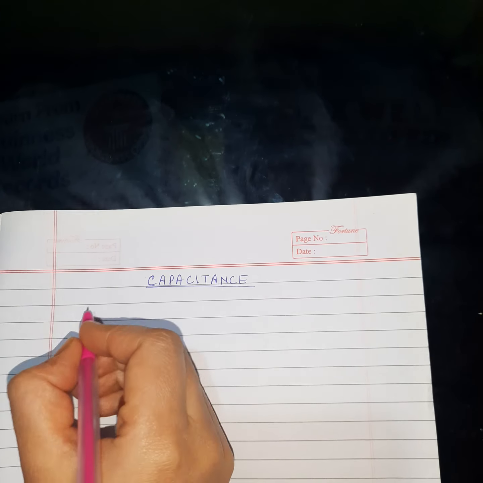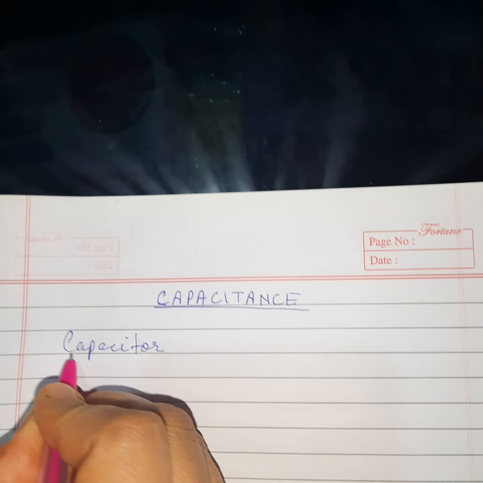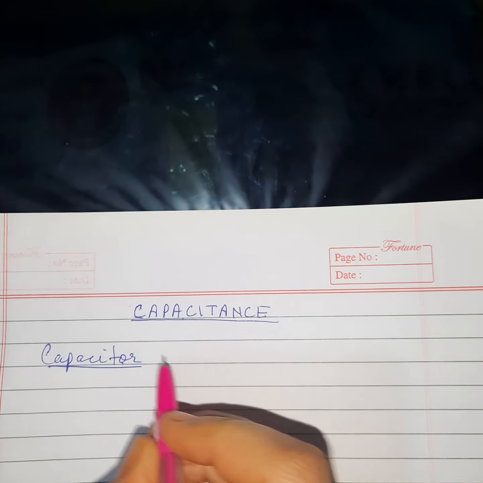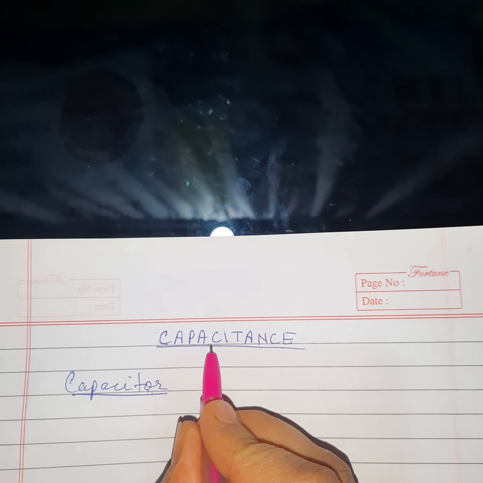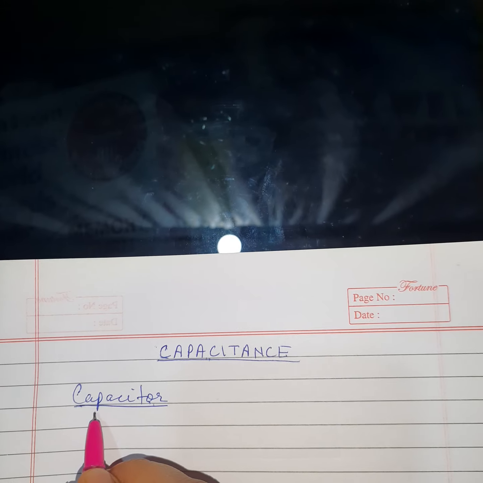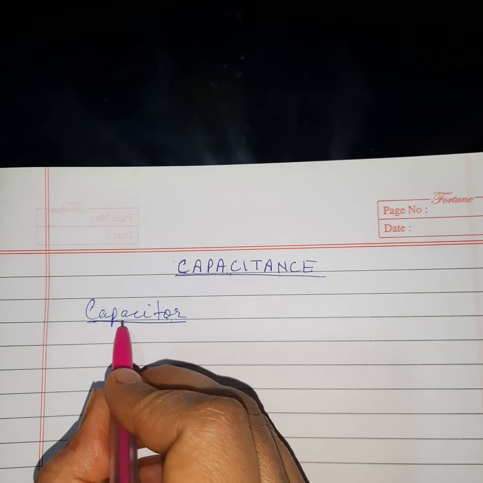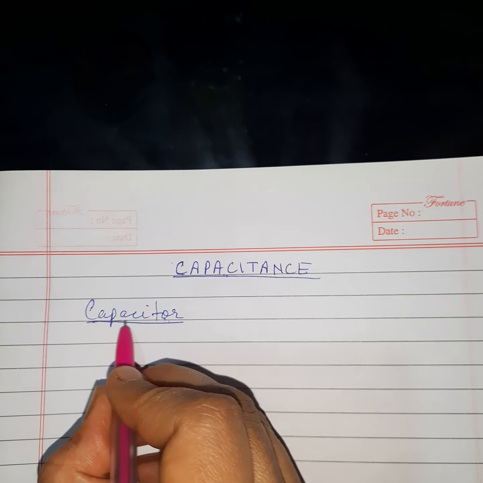So, we have a device called capacitor which has a certain value of capacitance. So capacitor is a device and capacitance is its property, and capacitor, as I told you earlier, is a device which stores electrical energy in the form of electric charges. So basically it stores electrical charges.